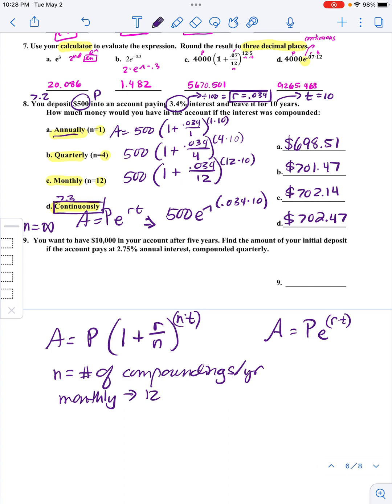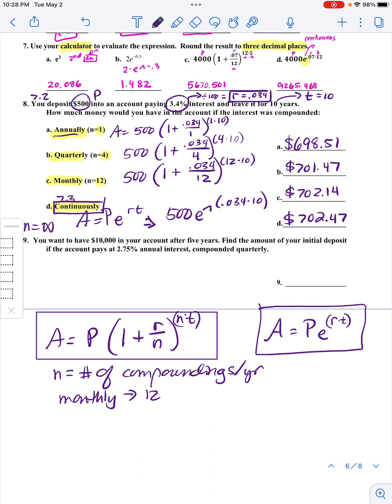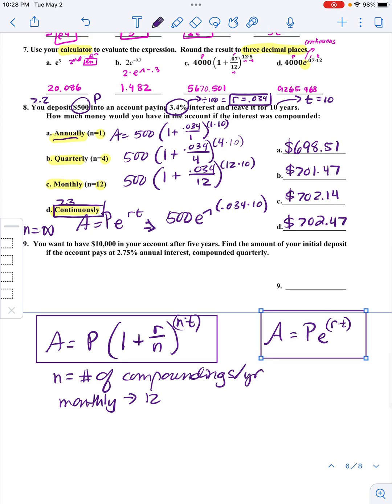You don't need to memorize these formulas. You'll have those, and you'll also have your note packet. But you need to know when to use each one and then what pieces to use, like what is N, what is R, and so on.